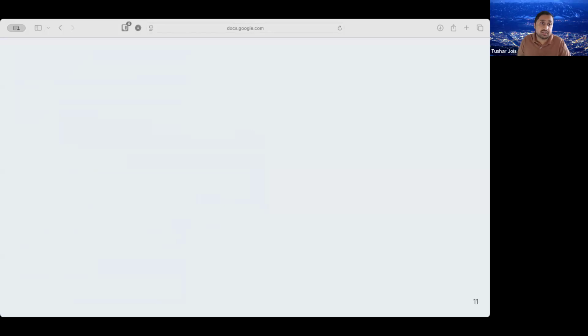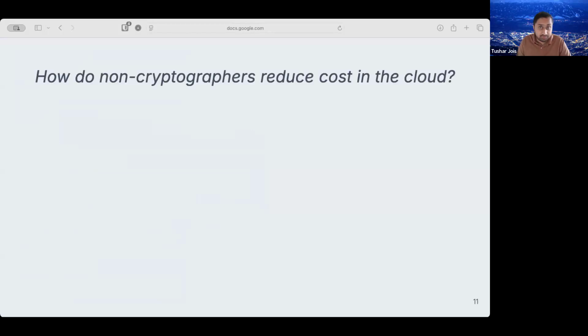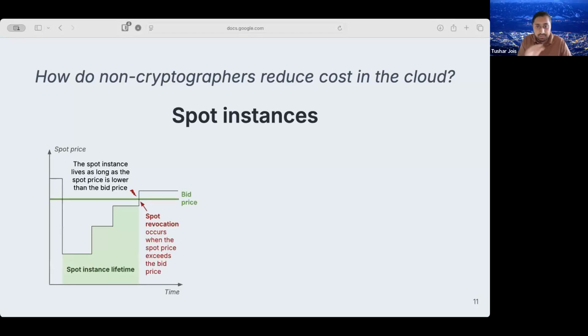Well, what we asked is, how do non-cryptographers reduce cost in the cloud? Right? Because clearly we're not the first people to encounter this. And the answer is spot instances. So if you're not familiar, a spot instance is a special type of cloud virtual machine instance. What you do is you set a bid price. This is how much you're willing to pay for the instance. And there's a spot price that varies over time. Basically, if the cloud has excess capacity, the price of the spot instance goes down. Once the spot price goes below your bid price, the spot instance is now live.